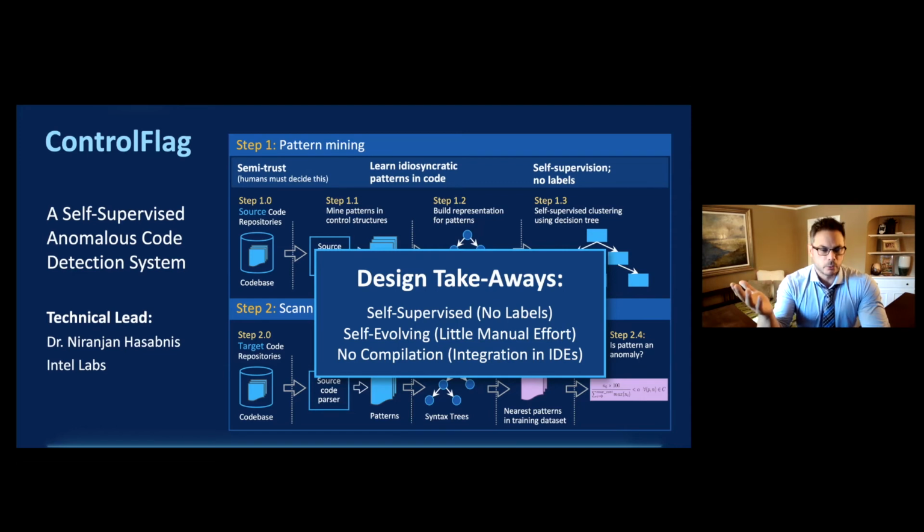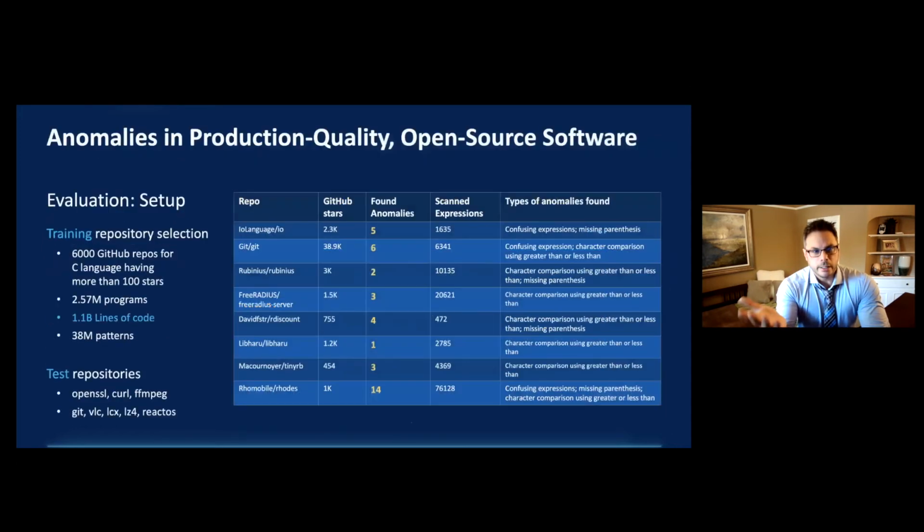So it can just look at code statically without requiring a level of compilation, which some of the linters and static analyzers require. We did an analysis of ControlFlag against a whole bunch of open source repos, and these are very hardened repos like Git, and it found a number of anomalies.